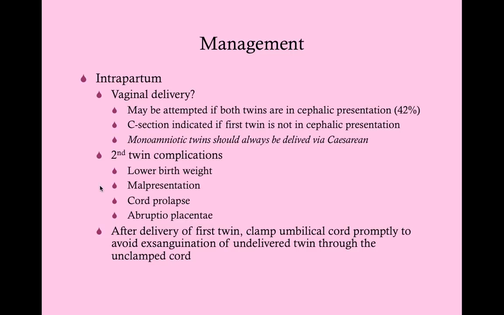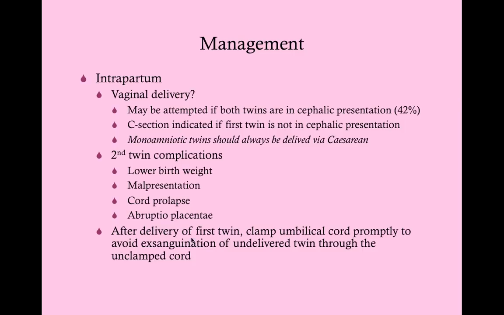For some reason, the second twin seems to have more complications. So the first twin being the first twin that's delivered, the second twin tends to have more complications, more morbidity and mortality. There tends to be a lower birth weight. There is a higher risk of malpresentation, higher risk of cord prolapse, as we already said, and a higher risk of that twin's placenta abrupting.